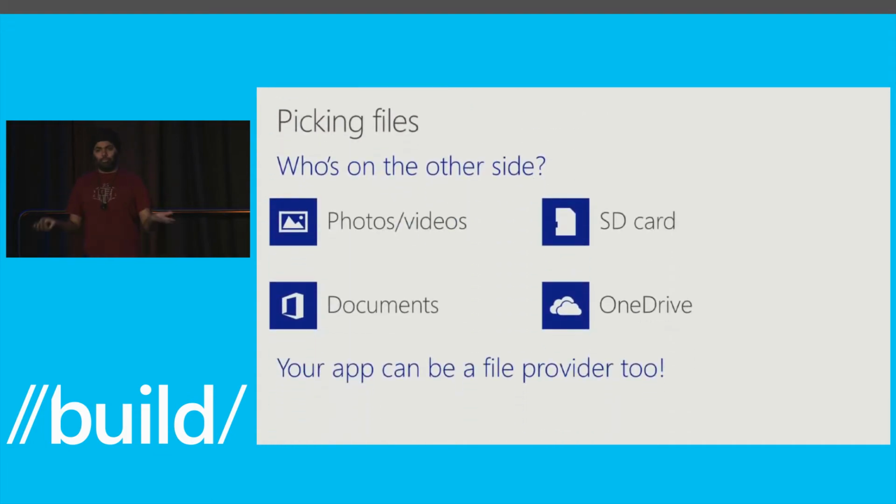Now, who's providing files? I promise you that by the time this launches, OneDrive will show up, because I just had a meeting with them, and they're well on their way to implementing a file open picker. You saw SD card, photos, videos, one photo, multiple photos, multiple videos. You're able to not only pick files from these apps, you're also able to save files to them, which we didn't show, but the API is very, very similar.